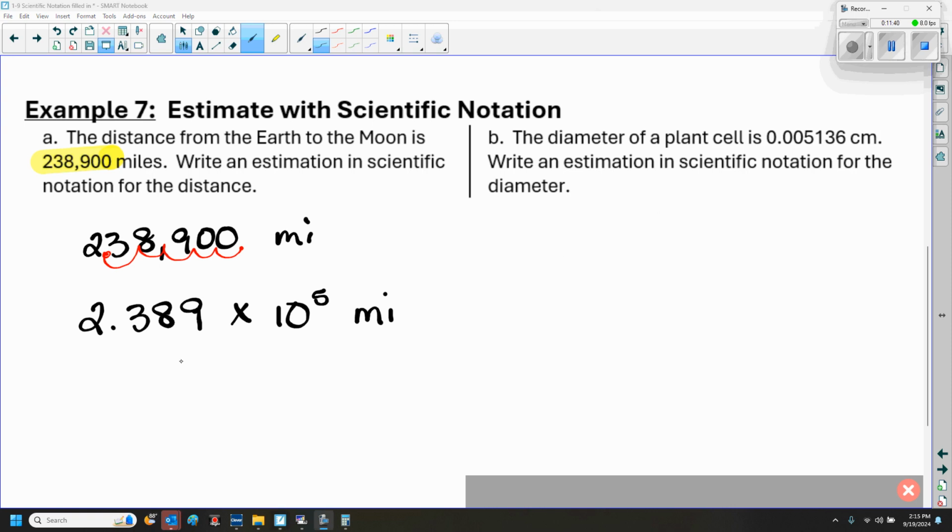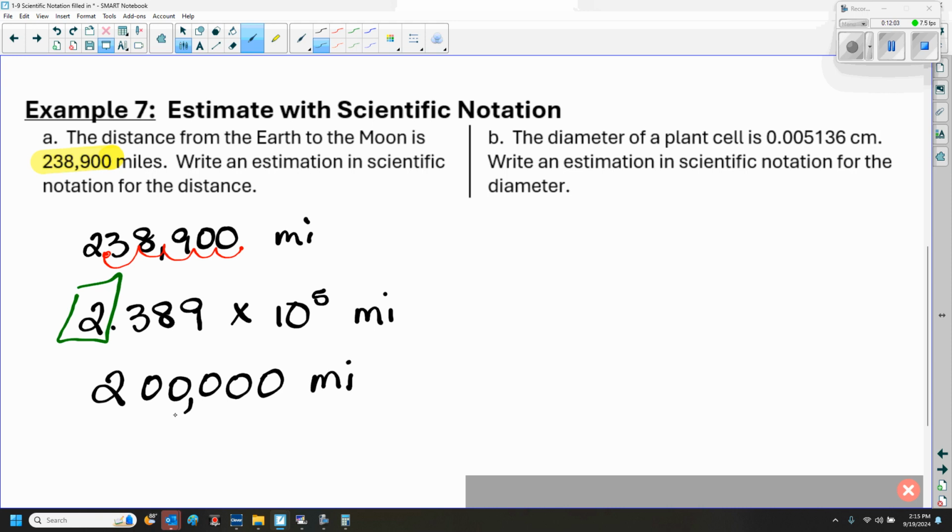So when I am writing an estimation, we're going to take the first digit, and then we're going to move our decimal 5 times. 1, 2, 3, 4, 5. So this is our estimation. So the distance from the Earth to the Moon is about 200,000 miles.